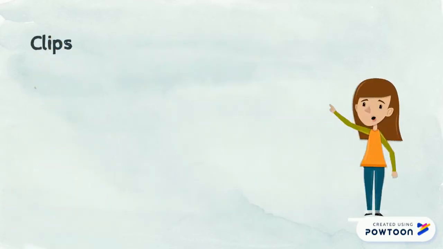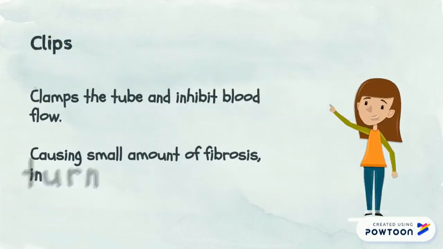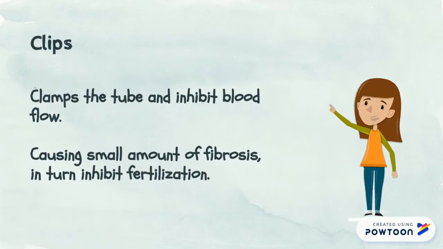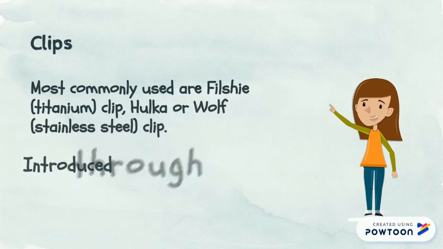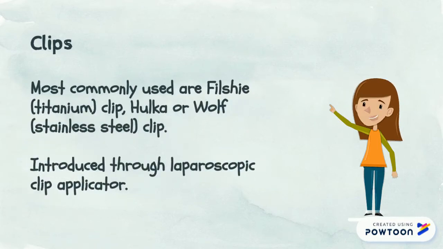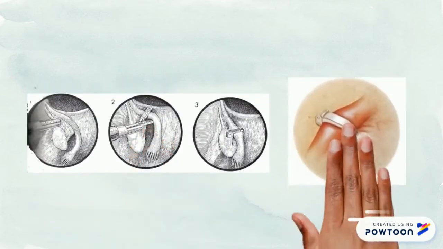A clip clamps the tube and inhibits the blood flow to the fallopian tube, causing a small amount of scarring or fibrosis, in turn inhibiting fertilization. The most commonly used clips are the Filshie clip, made of titanium, and the Hulka, or Wolf clip, which is stainless steel.